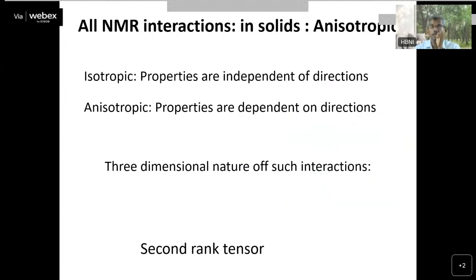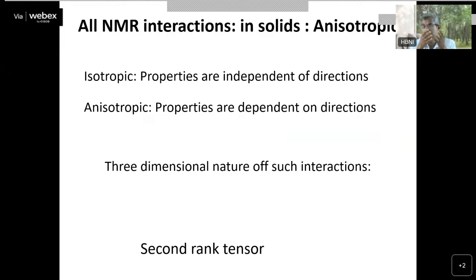As I mentioned, in a solution, what happens? The interactions are isotropic. Everybody must know this. If you take a nucleus, I also mentioned this in the last class: all interactions should be isotropic. It will be spherical in nature, so they get averaged out. But in solids, the situation is not like this.